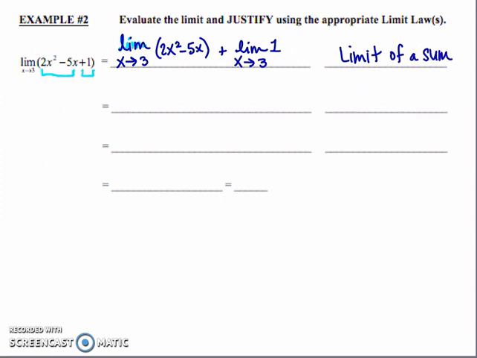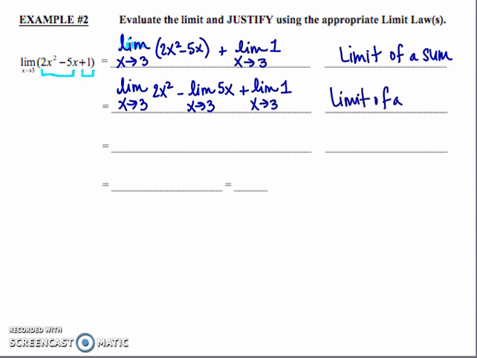Okay, next I'm going to focus on breaking apart the 2x squared minus 5x. That is the limit of a difference, and we know that the limit of a difference is equal to the difference of the limits. So I'm going to break that apart into two limits. So that's going to look like the limit as x approaches 3 of 2x squared minus the limit as x approaches 3 of 5x plus the limit as x approaches 3 of 1. And this is the limit of a difference.